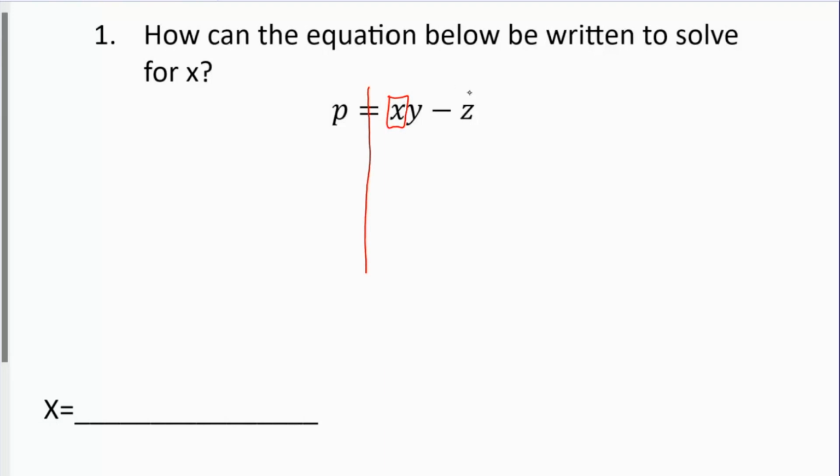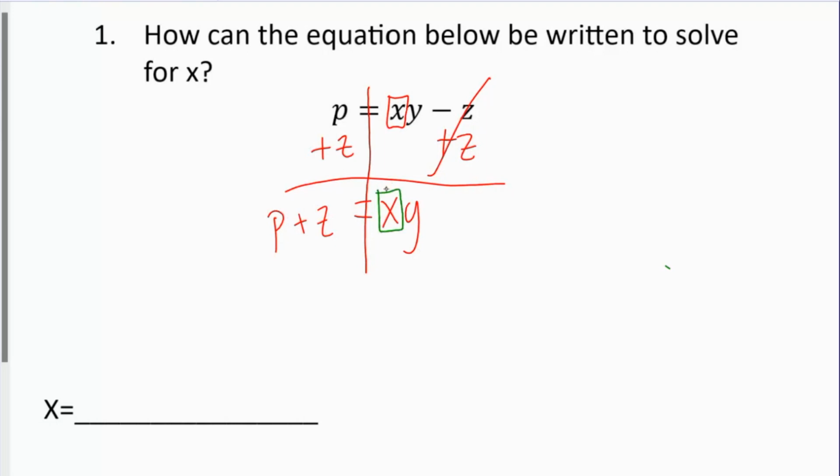Remember, we do opposite operation to move one thing to the other side of the equal sign. So, the opposite of minus z is plus z. Whatever I do to one side, I must do to the other. Z minus z is 0, gone. I'm left with xy equals, I don't know what p plus z is, so I'm just going to leave it as p plus z.